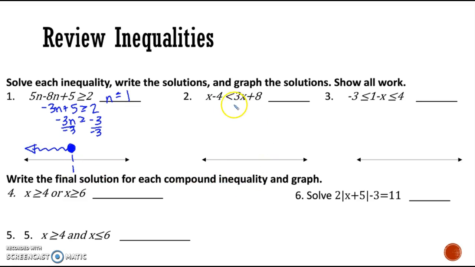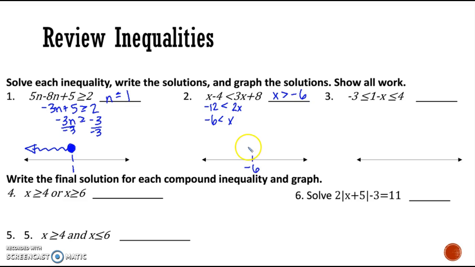For number 2, I'm going to subtract the x over to get the x on the same side, and subtract the 8 to get the constants on the other side. So negative 4 minus 8 is negative 12. Divide by 2. And then I'm just going to flip everything so that my variable is first. So it's x is greater than negative 6.